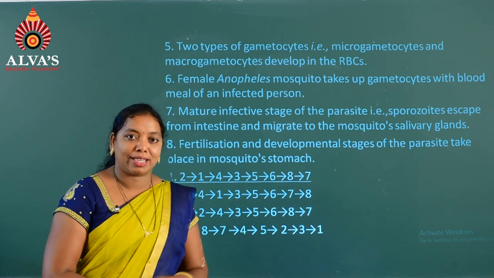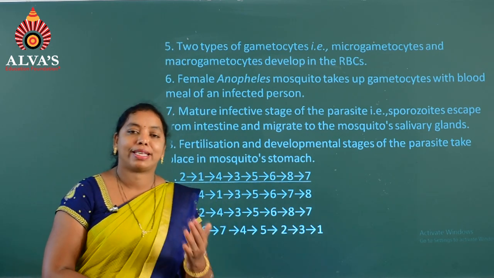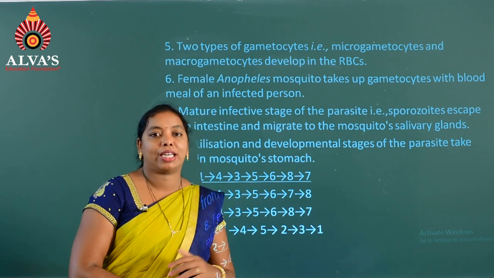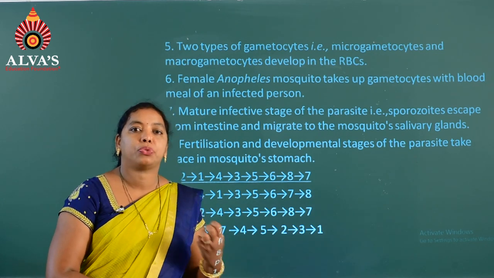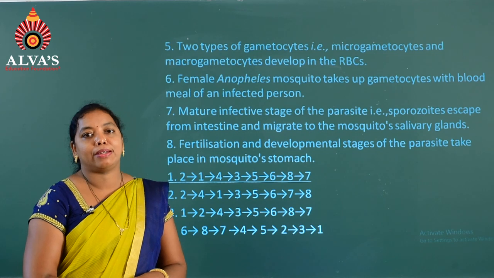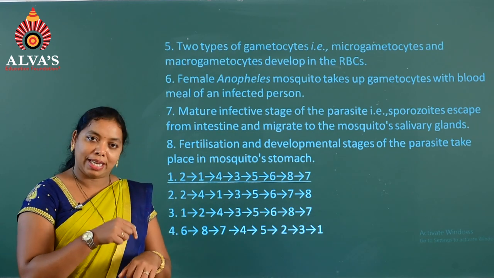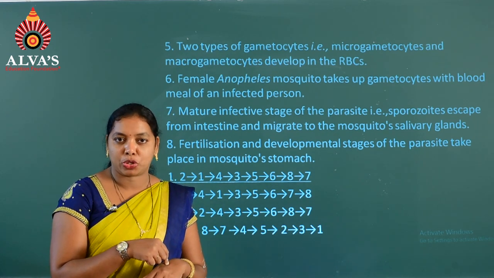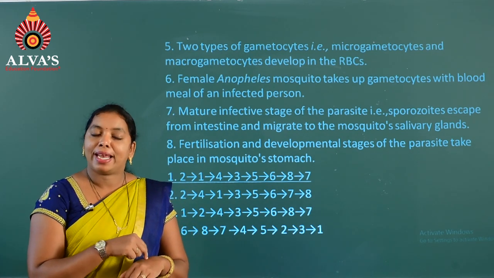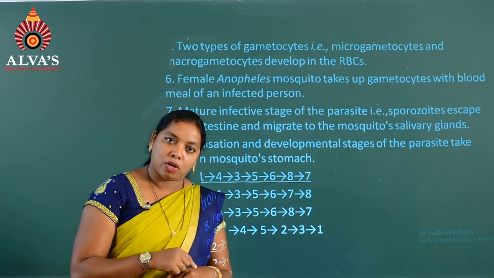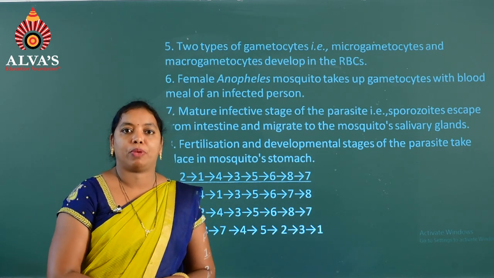Here the question is the life cycle of this malarial parasite, whatever happens in the human body as well as in the mosquito body, that should be arranged in order. So we know that whenever this malarial parasite enters the body of a healthy person, this mosquito comes and sucks the blood from the healthy person, and these malaria parasites are injected into the bloodstream. In the bloodstream, these parasites travel and attack the region of the liver. In the liver, there is a process of asexual reproduction. As a result, numerous sporozoites will be produced.